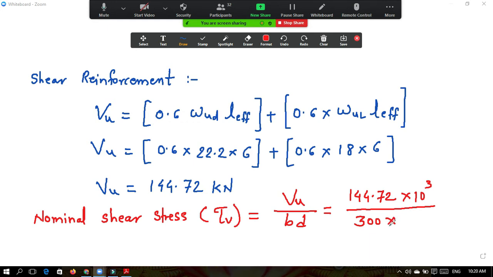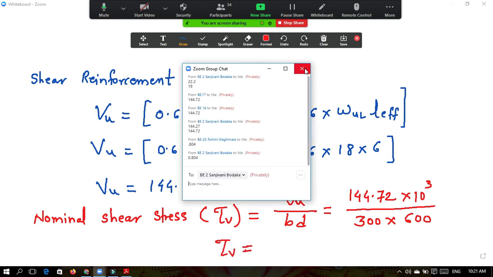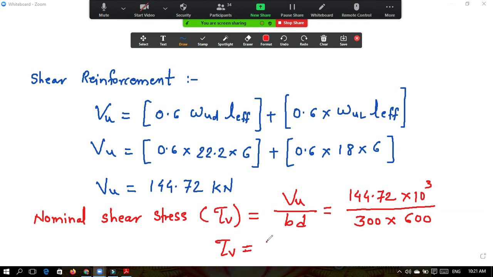What was our effective depth? Let me know the effective depth. 600. So now calculate tau v. It is 0.804. What is the unit? Newton per mm square. Okay, that is nothing but megapascal. Newton per mm square is nothing but megapascal.